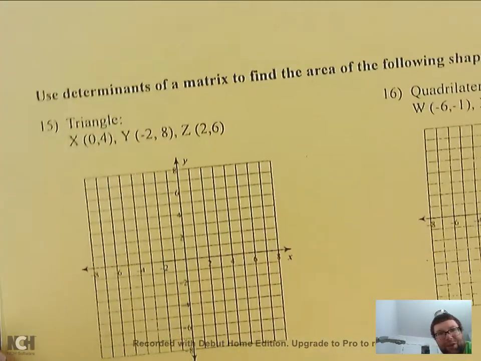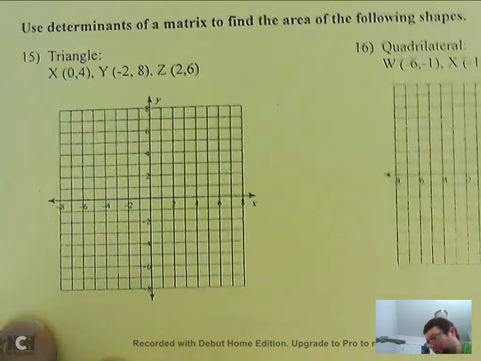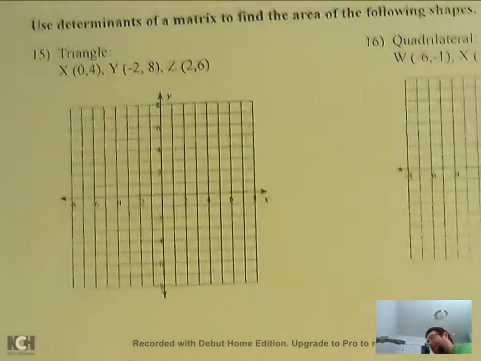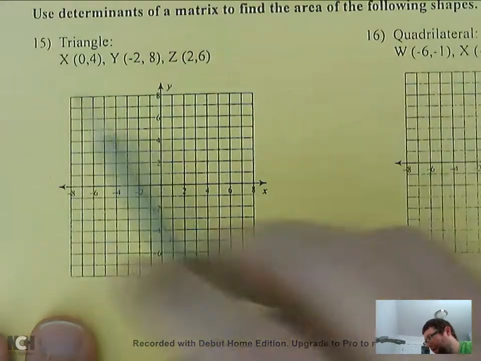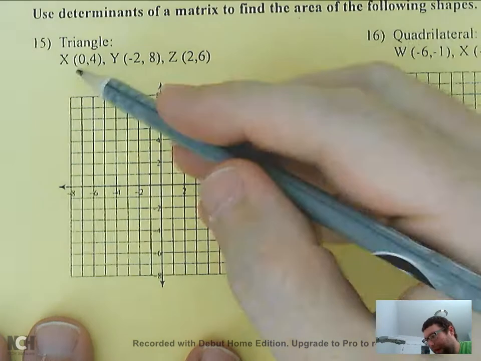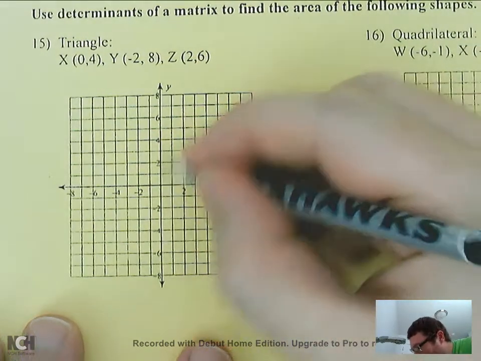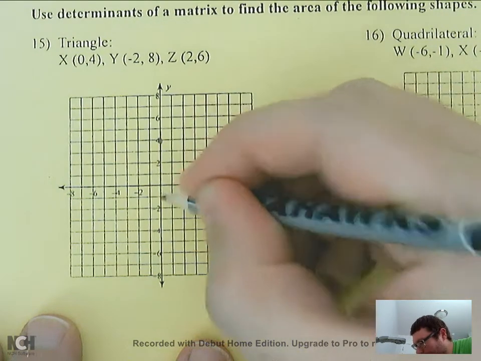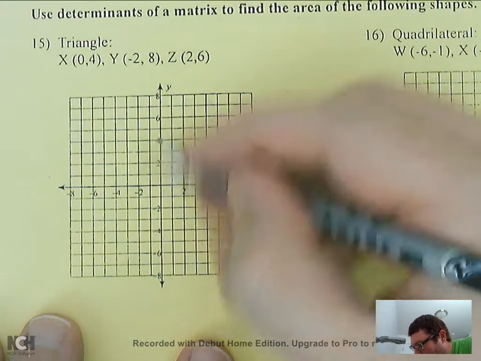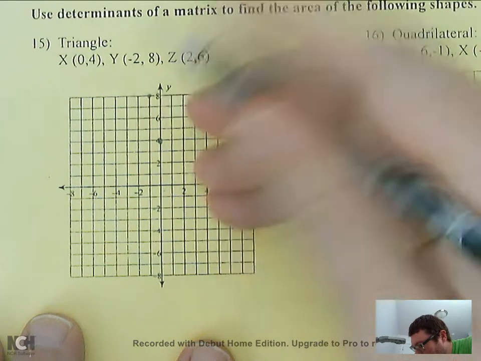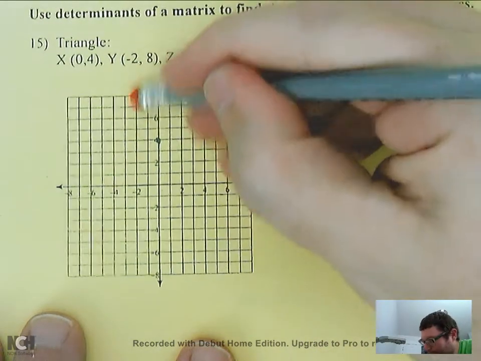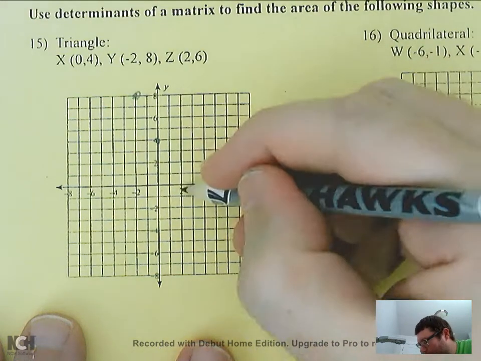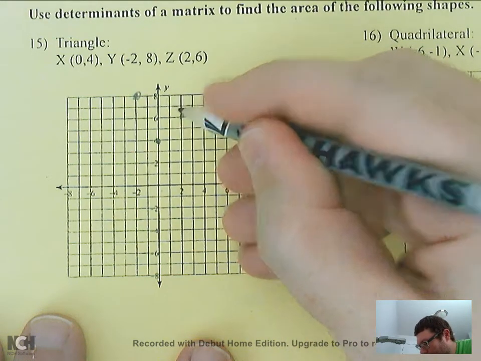Okay. And then this last section is going to be the level 4 questions. These are the ones you have to get right to get the level 4. Again, the idea here is it's going to give you a shape. So this one gives you a triangle. So triangle 0, 4. I'm going to sketch the points first. -2 and 8. Whoops, not that point. Right there's the point. And 2, 6. So here's my triangle.